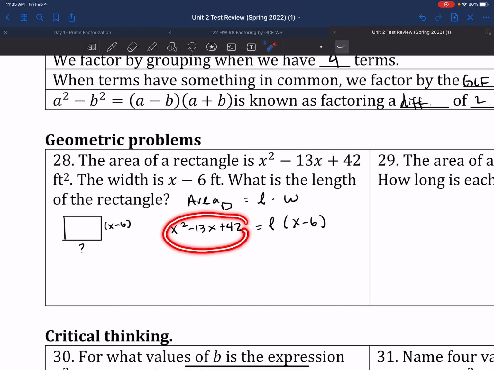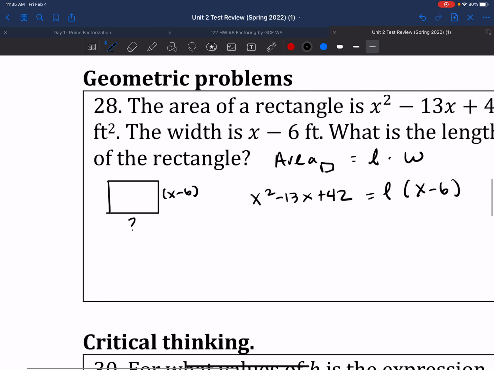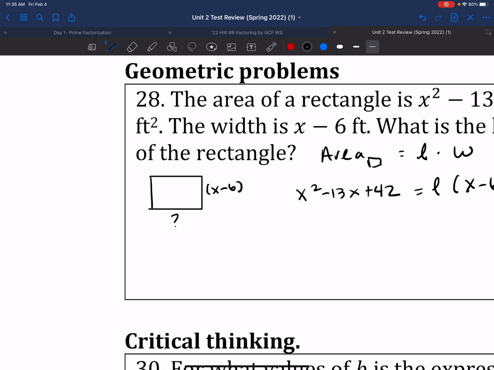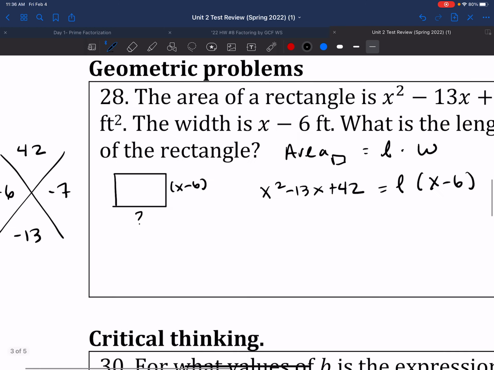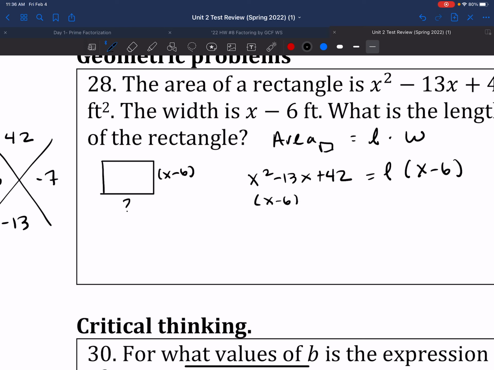So then what do we have now? Well, we know what to do there because we see 3 terms in the form ax squared plus bx plus c. So I write 42 here, negative 13 there, and I'm thinking, okay, negative 6 and negative 7. So as I factor those, I have x minus 6 times x minus 7 is equal to my length times x minus 6. I'm trying to solve for this variable, right? This is the same thing as saying L times x minus 6.